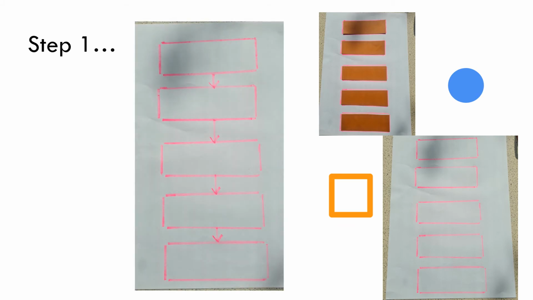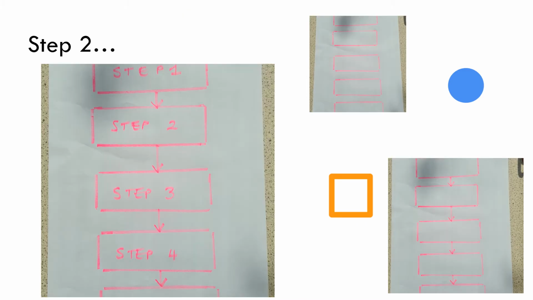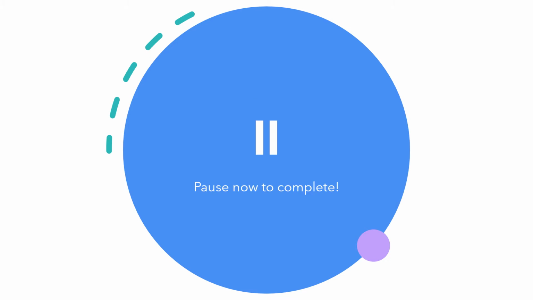First, draw the outline of a simple flowchart with 5 boxes. Pause the video now to complete this. Second, number each box. Press the pause button to complete this. Third, write each step of the required practical onto an individual sticky note or the piece of card. Pause now to complete.